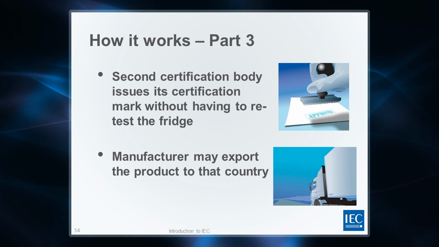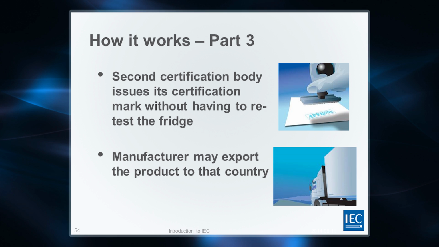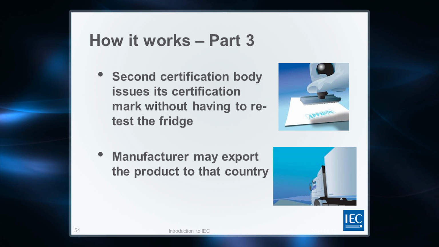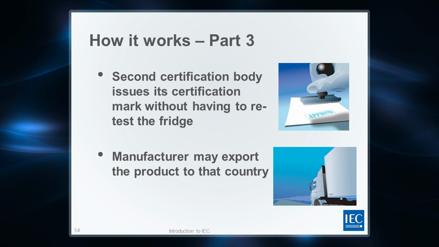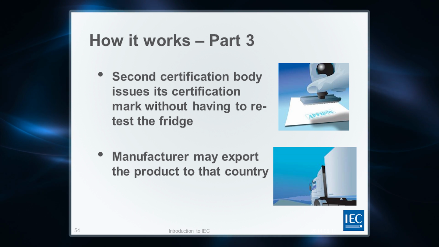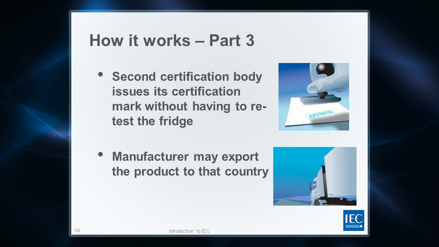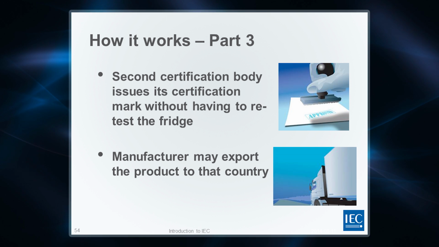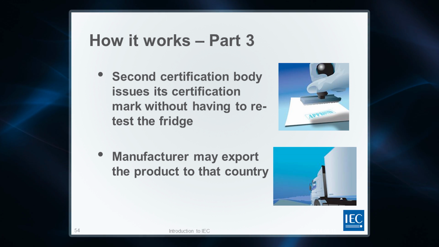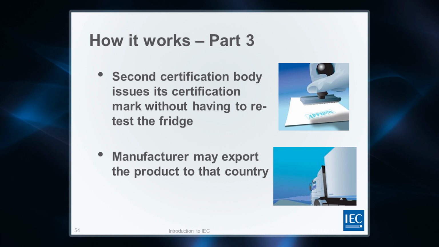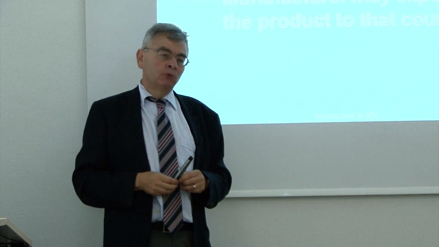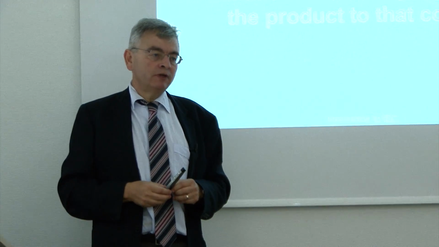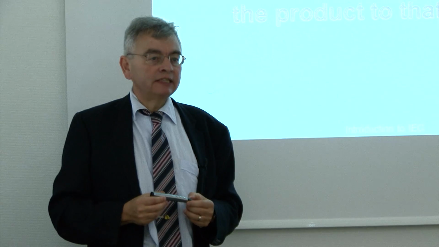That piece of paper is recognized because they've gone through this mutual recognition process, and the second certification body issues a second certificate without having to retest the fridge. Having received the certification, the manufacturer can then export the product to that second country. It may sound like an awful lot of paperwork, but it costs an awful lot less than actually having to send a fridge there and have it tested.